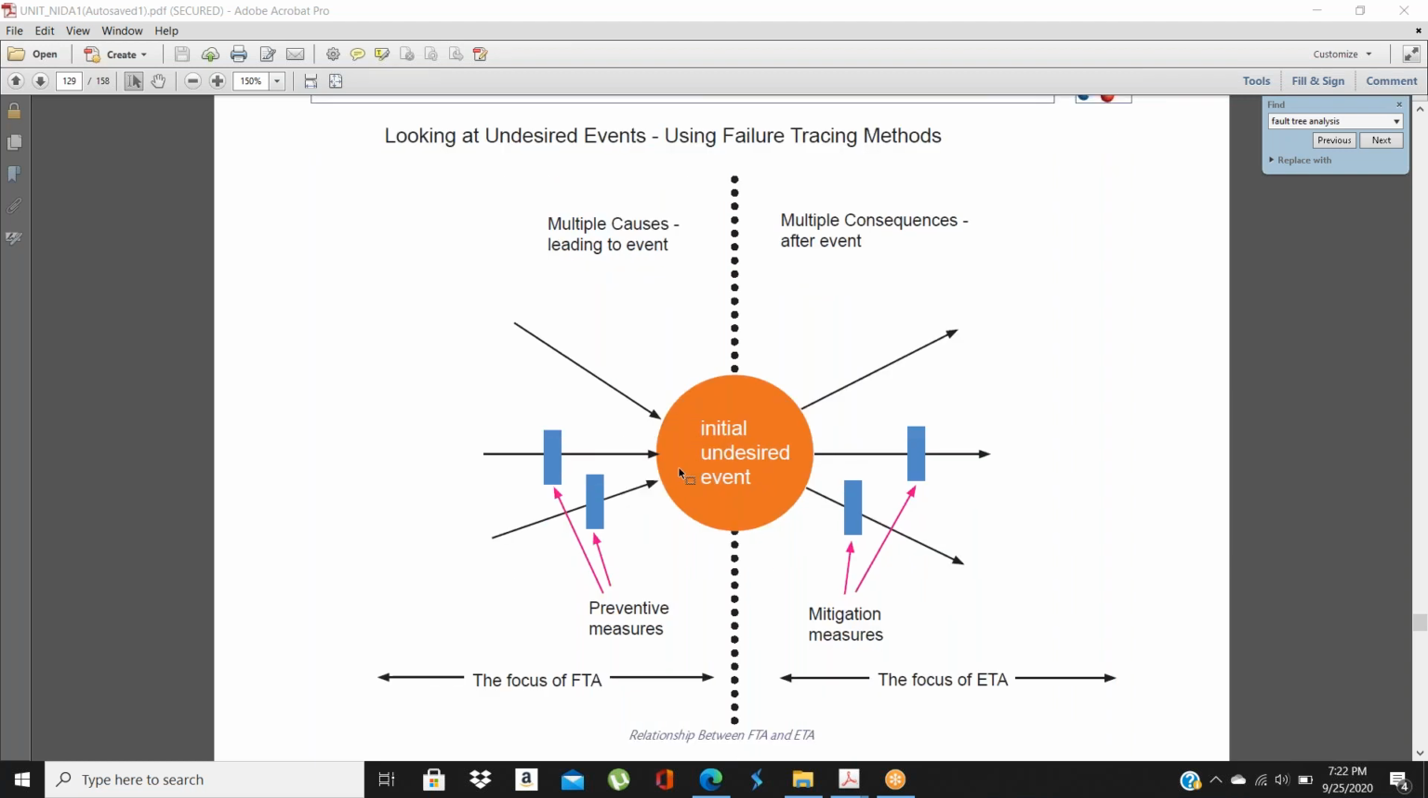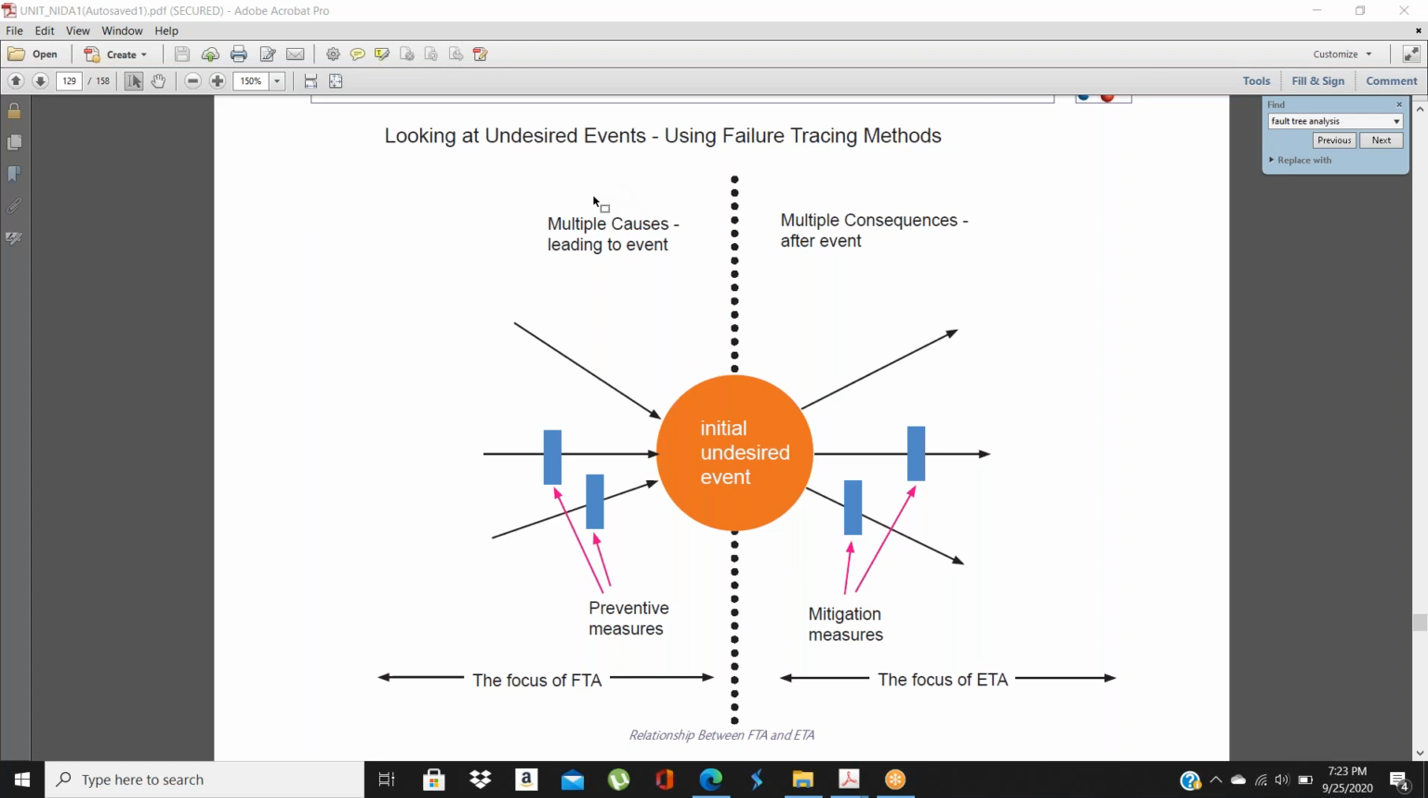Now the final event will be the starting point. So this side is fault tree analysis and this side is event tree analysis. Fault tree analysis generally will give us the failure, and event tree analysis will give us the events or the consequences of that accident.